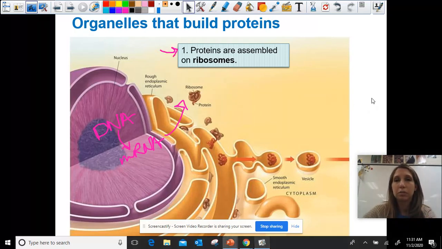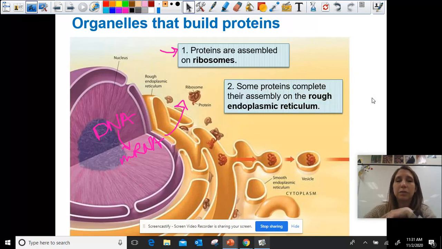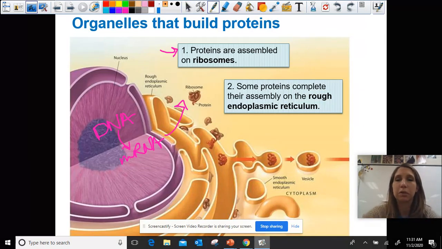So proteins get assembled on ribosomes, and you should definitely know that the role of ribosomes is to build proteins. All right, now as we go through this process, some ribosomes can be freely floating, and some ribosomes are attached to something that we call the rough endoplasmic reticulum, or a lot of times we often refer to this as the rough ER.